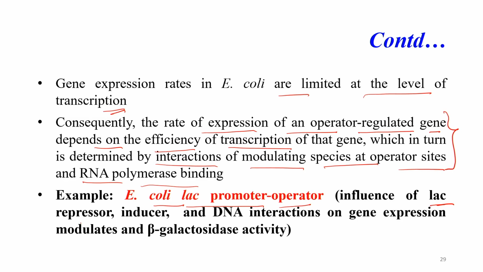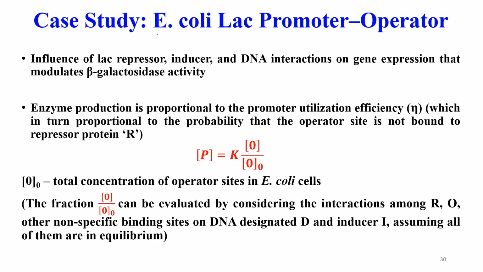This influences the lac repressor, inducer, DNA interaction on gene expression, and finally, the enzyme which is produced is beta galactosidase. So, we are going to discuss this E. coli lac promoter operator system. As we discussed, it influences the lac repressor, inducer, DNA interaction on gene expression, and ultimately that modulates the beta galactosidase activity.